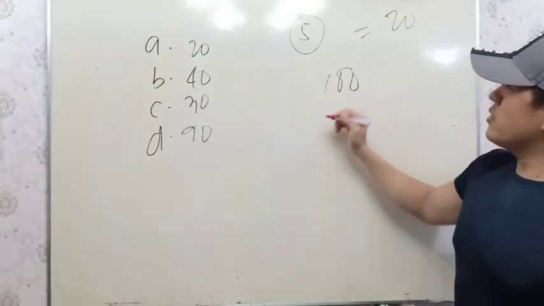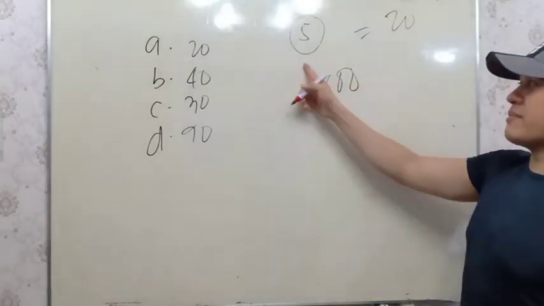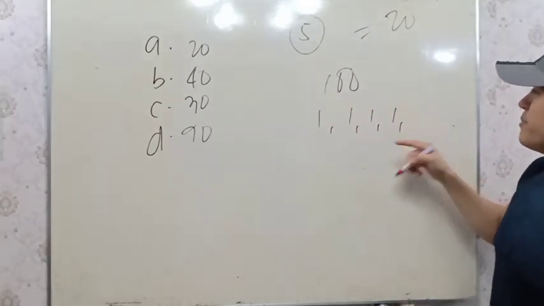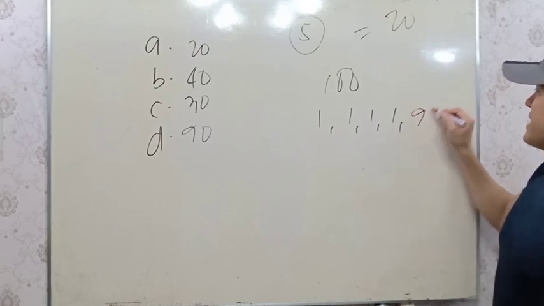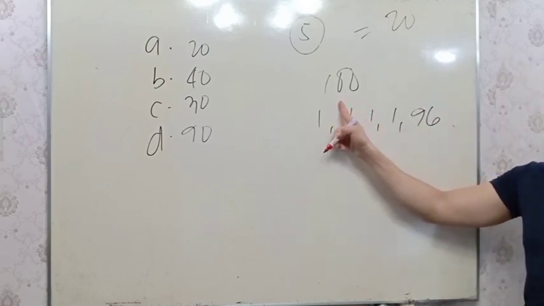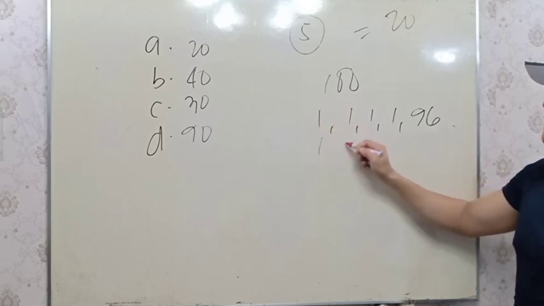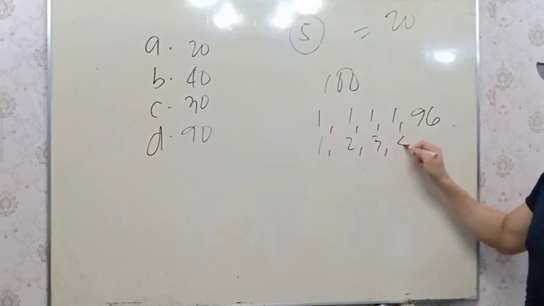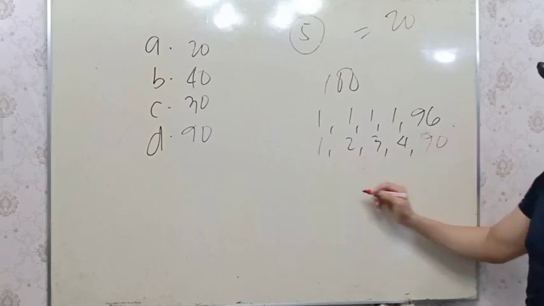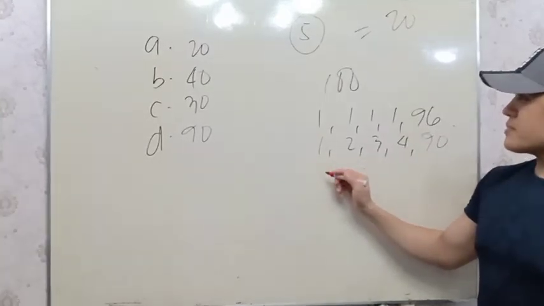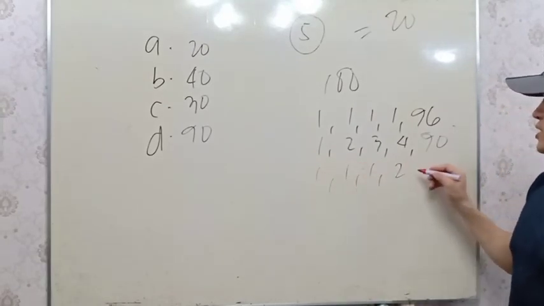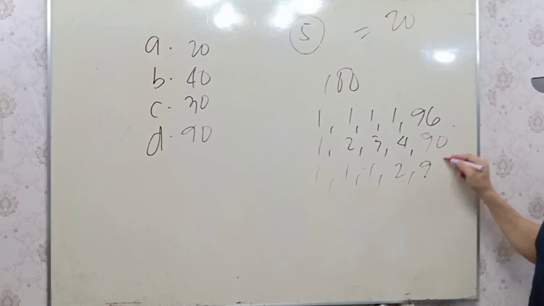Okay, so average of 5 numbers only. So we can say 1, 1, 1, 1, they can be the same. And then 96. This can be the highest like this because adding them, that totals 100. We can also have 1, 2, 3, 4, and then this one is 90. Okay, like that. We can also have 1, 1, 1, and then 2, and then 95, like that.